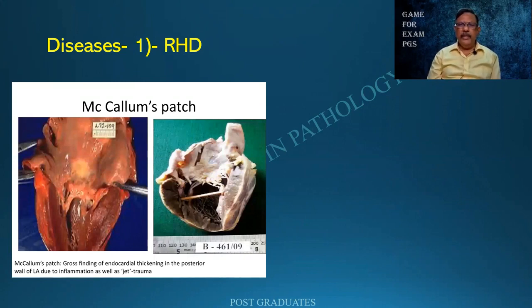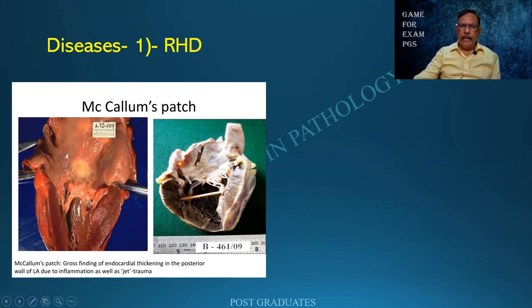The questions can be disease-wise, in which case we shall choose rheumatic heart disease as the probable one. You find that this is a picture of the left atrium in which there is a patch-like thickening. It is an area of fibrosis caused by a jet-like impingement of the blood, or it can be an Aschoff nodule on its own, the MacCallum's plaque or patch.